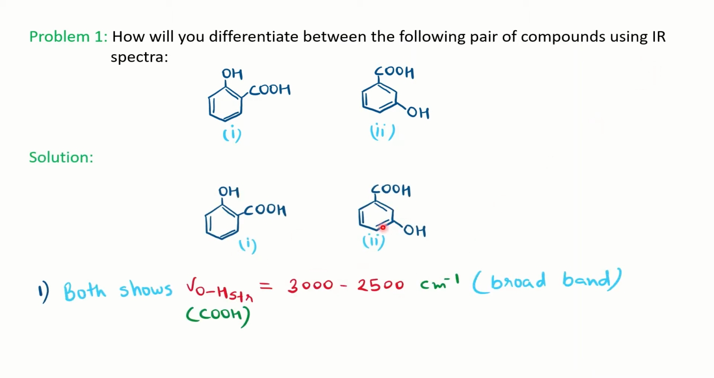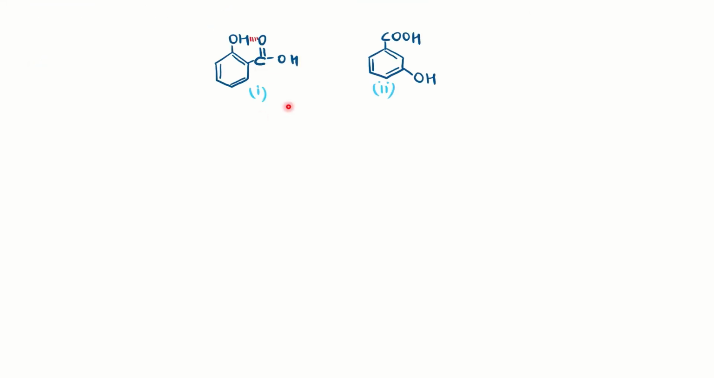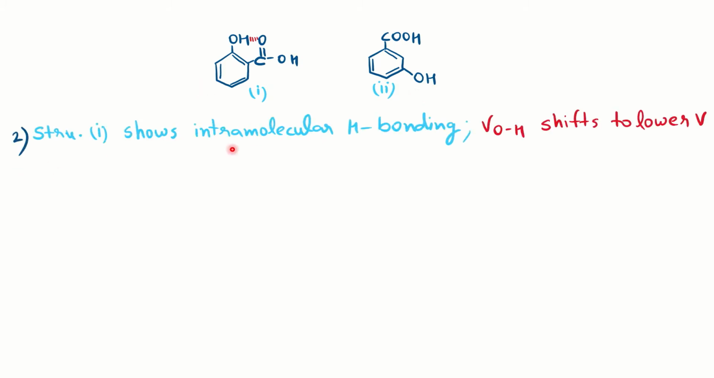So first of all, in both the isomers, the carboxylic OH peak is common. So both will show a very broad peak in the range of 3000 to 2500 per centimeter for the carboxylic OH, which is common for both. And then in the first isomer, as you can see, there is a possibility of intramolecular hydrogen bonding formation, while this intramolecular hydrogen bonding is not possible in the meta isomer. So the first structure will show the intramolecular hydrogen bonding, which is around 3300.